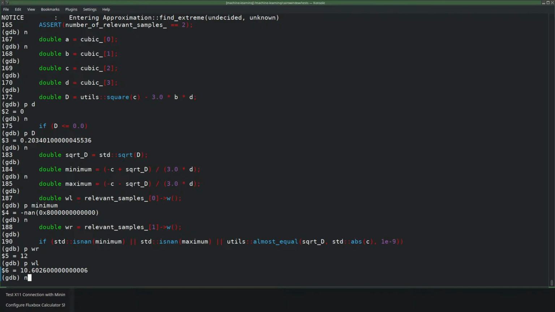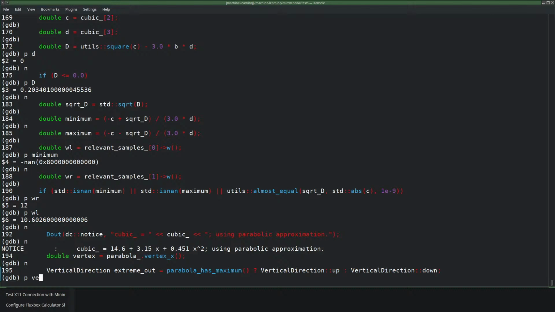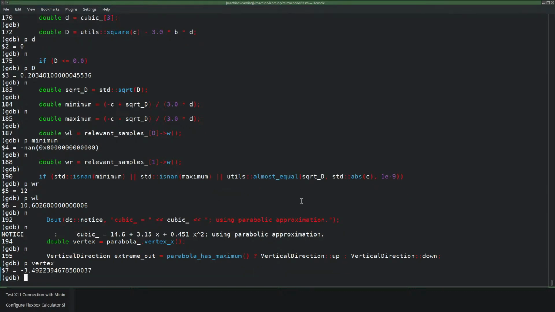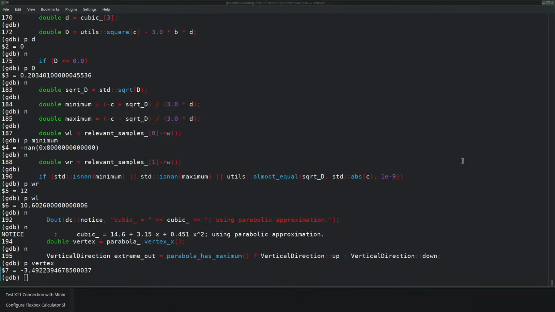And then we enter here. Cubic is that using parabolic approximation. So now the vertex is at -3.5. Well, it didn't update the drawing, but I think this parabola is like this, and then yeah, the vertex is here, at minus 3.5.